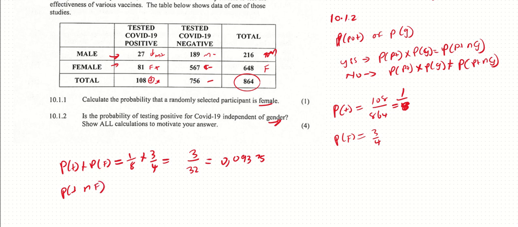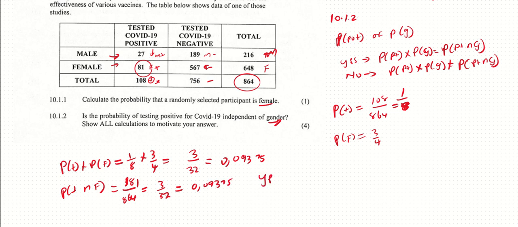Now let's look at the probability of being positive and a female. Positive and female, this one. So it's going to be 81 out of 864. Yes, 81, not 18. 81 over 864, which is 3 over 32, which is the same as 0.09.